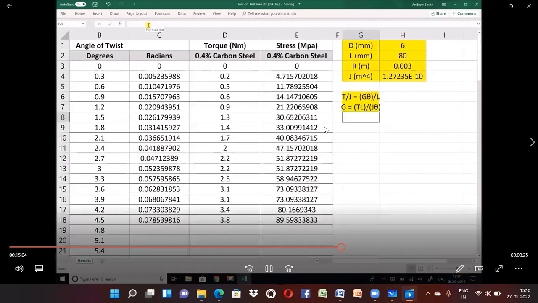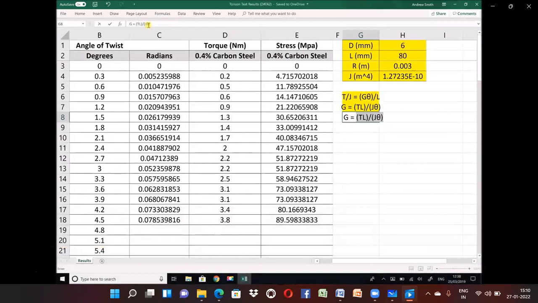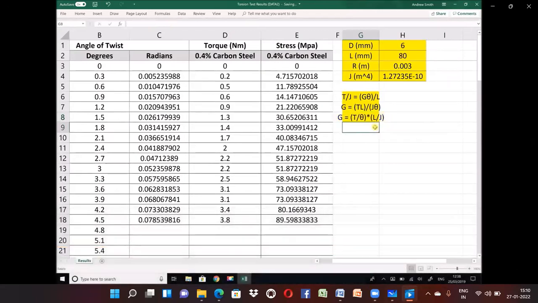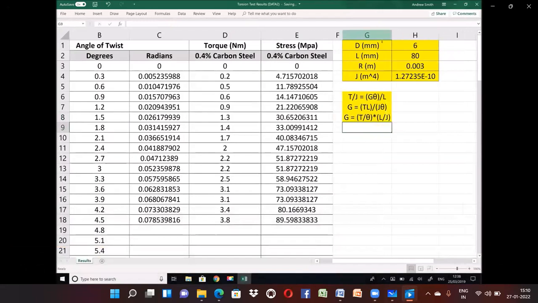But the gradient of our graph represents T over theta. So let's separate this out, and instead we're going to write G equals T over theta times L over J. Now, it should become a bit more apparent why we've separated the formula out in this way, because we know from the gradient of the graph that T over theta equals 46.875. We have a value for L of 80 millimeters, and we have a value for J.